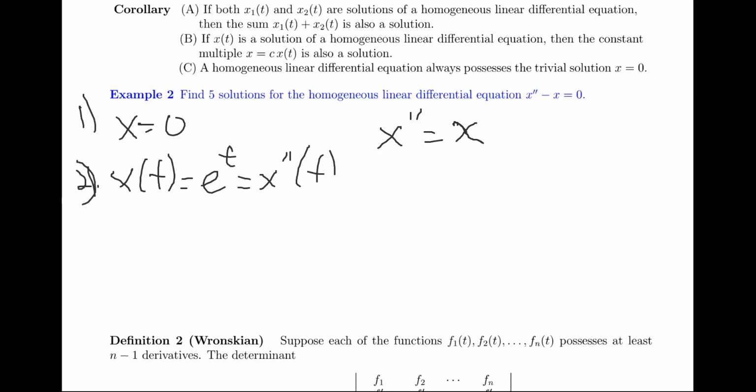We might also recall that x of t is equal to negative e to the t will give us a solution. Excuse me, that's not what I meant to write. e to the negative t will also give us a solution. If we take the first derivative, we get negative e to the negative t. But if we take the second derivative, that negative will end up canceling and we get back to e to the negative t.